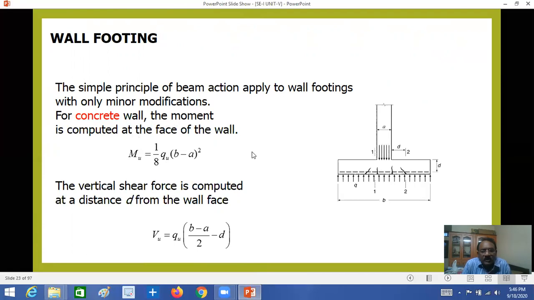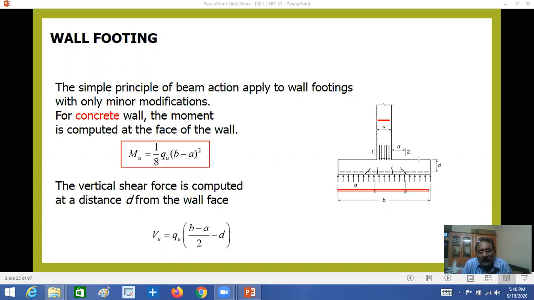And also the vertical shear force is at a distance d from here. This is a very important point, and I will explain it again as many times as needed in the coming chapters also. This is a very important formula: Mu equal to q by 8 (b minus a) whole square, where b is the total width of the footing and a is the width of your column.